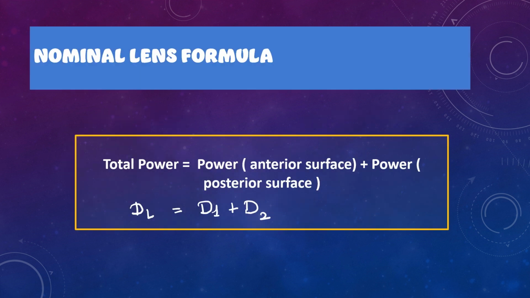Before we go to transposition, we should have an idea regarding the nominal lens formula. The nominal lens formula says that the total power of the lens is equal to the power of the anterior surface plus the power of the posterior surface. That is, DL, the total power, is equal to D1 plus D2.